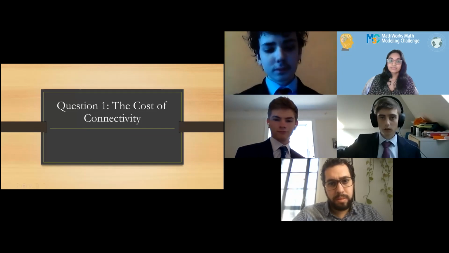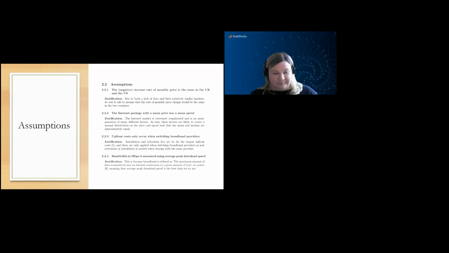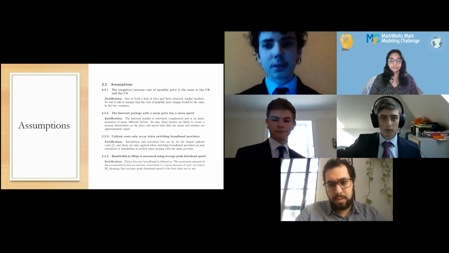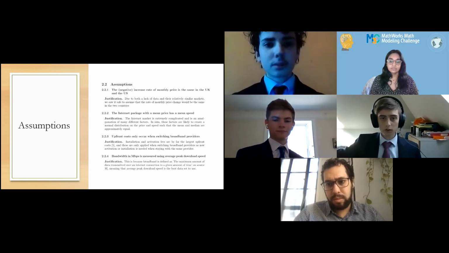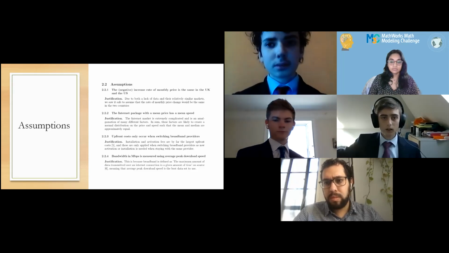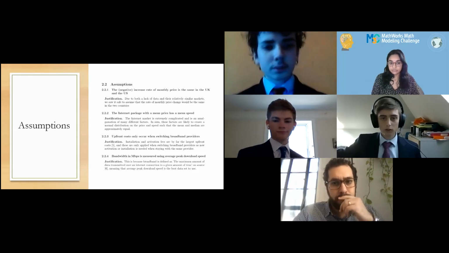So, question 1, the cost of connectivity. In the process of creating our model, our group identified 4 key assumptions that were used, namely that the monthly increase rate of prices was the same in both the UK and the US. This is because of the relative similarities in technology and markets in both countries, as well as the lack of data. The second assumption was that the average internet package would also have an average price. It was also assumed that upfront costs only occurred when switching broadband providers, and that broadband was measured in the average peak download speed.